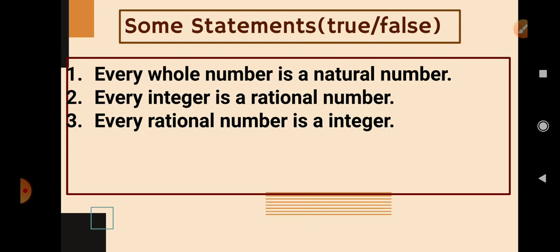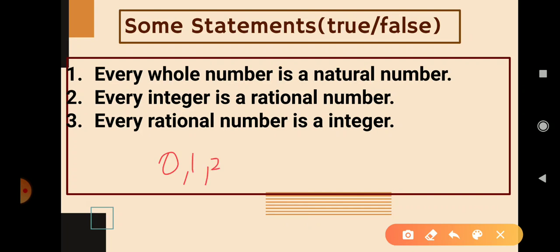So here we have some statements. We just have to say whether each is true or false. Observe, every whole number is a natural number. Let me check it. Let me take whole numbers as 0, 1, 2, 3, and so on. We consider natural numbers as 1, 2, 3, 4, and so on. So what they're saying is, every whole number is a natural number.